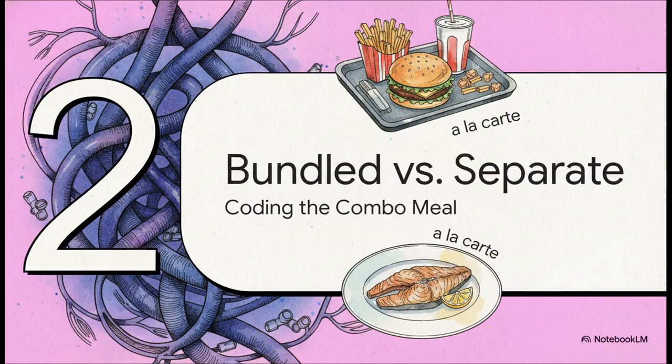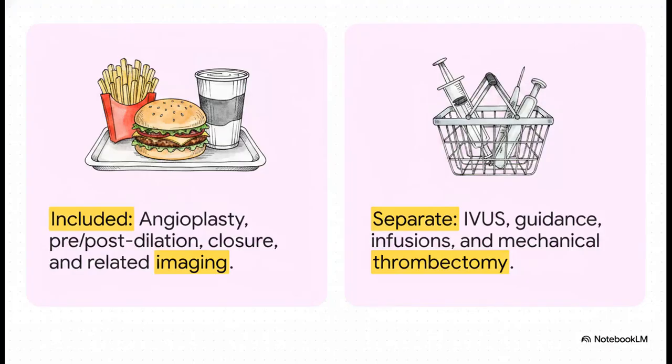Moving on to Section 2. Bundled versus separate procedures. This right here is the core conflict of coding vascular interventions. We're figuring out what belongs in the combo meal versus what is billed a la carte. And this brilliantly illustrates exactly what we're talking about. It's a perfect cheat sheet.